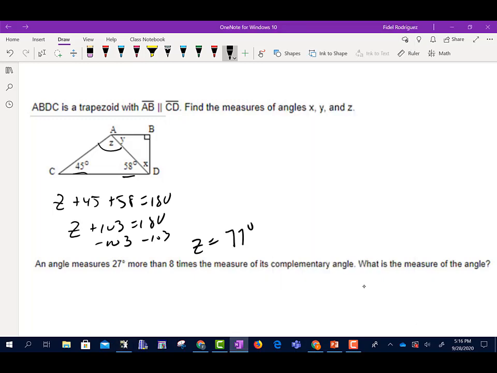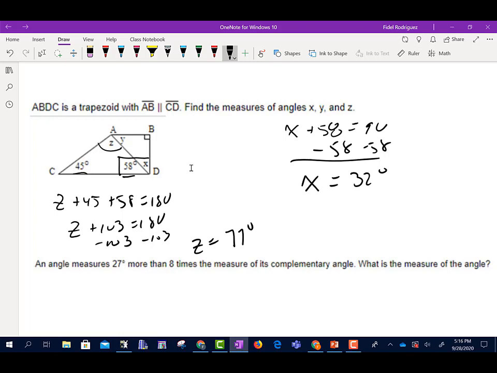Okay. Let's see, what else do we know? We should know that this here is going to be a right angle. So that means that x plus 58 is going to be 90 degrees. Okay. So minus 58, x is equal to, that should be 32 degrees. Okay. So angle x is 32 degrees.